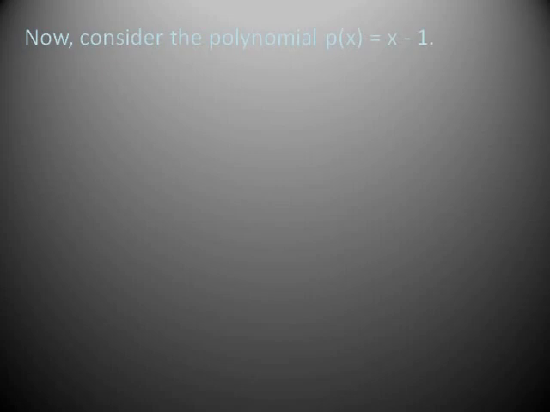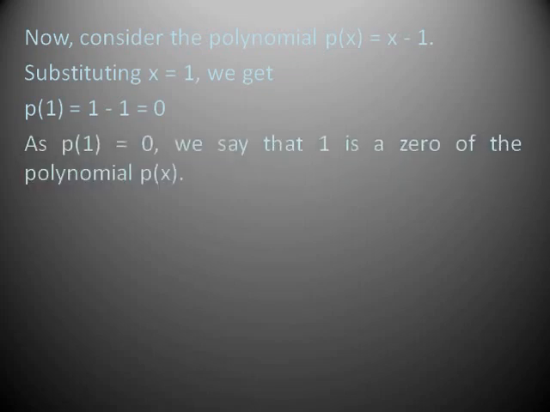Now consider the polynomial p(x) equals x minus 1. Substituting x equals 1, we get p(1) equals 1 minus 1 equals 0. So here for this polynomial x minus 1, when we substitute x equals 1, the value of the polynomial becomes 0. So what is particular about this value? As p(1) is equal to 0, we say that 1 is a zero of the polynomial p(x). Okay, so here we have derived the zero of the polynomial p(x).